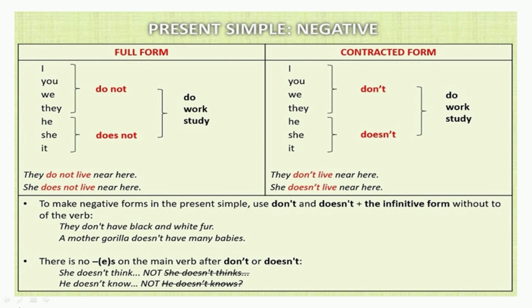To make negative forms in the present simple, we use don't and doesn't plus the infinitive form of the verb without to. For example, they don't have black and white fur. The mother gorilla doesn't have many babies. There is no es on the main verb after don't or doesn't. She doesn't think, not she's not thinking, yeah? Because that's another tense, maybe continuous. He doesn't know, not he's not know, right? Because it's not correct. It's incorrect.